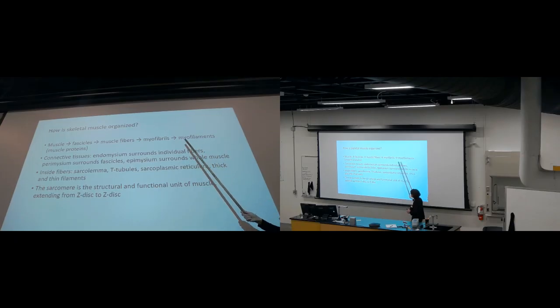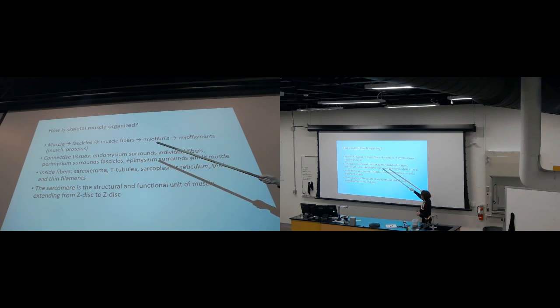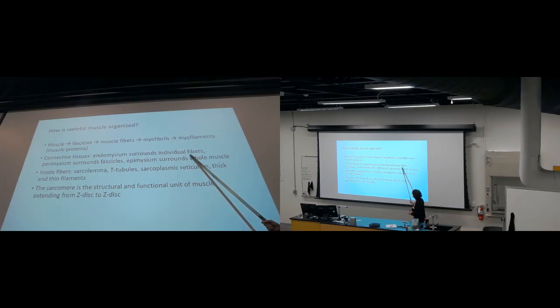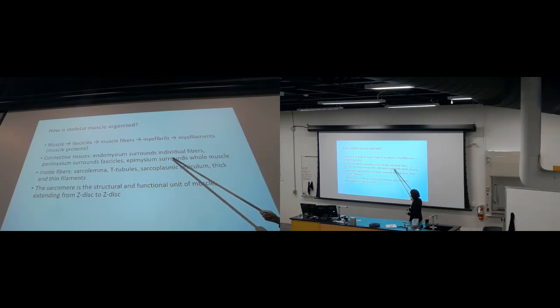So then, this is the organization of muscle. Muscle is made of fascicles, fascicles are made of muscle fibers, which are made of myofibrils, and myofibrils are made of myofilaments. And then we have, again, this endomysium that surrounds individual muscle fibers. The fascicles are surrounded by the perimysium, while the entire muscle is surrounded by an epimysium. And then you compartmentalize these muscles, and they have a specific function.